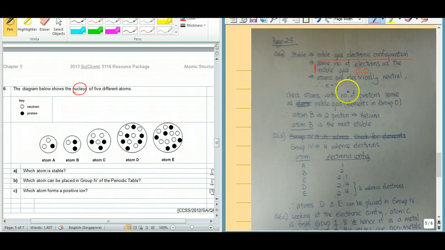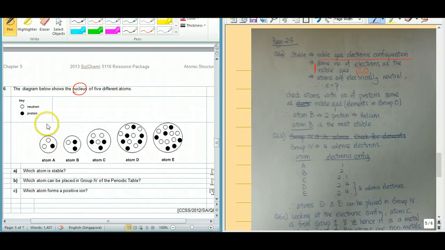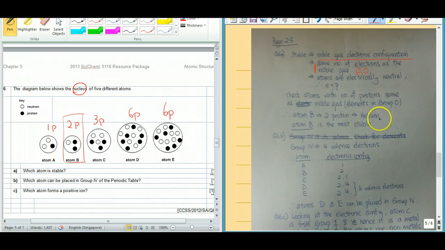So we can check the atoms with the number of protons that are the same as the noble gas. For atom A, it has 1 proton. This is 2 protons. This is 3 protons. This is 6 protons. This is 6 protons. If you look at your periodic table, you realize that atom B has the same number of protons as helium. So therefore, atom B is the stable one. So atom B is the answer for 6A.